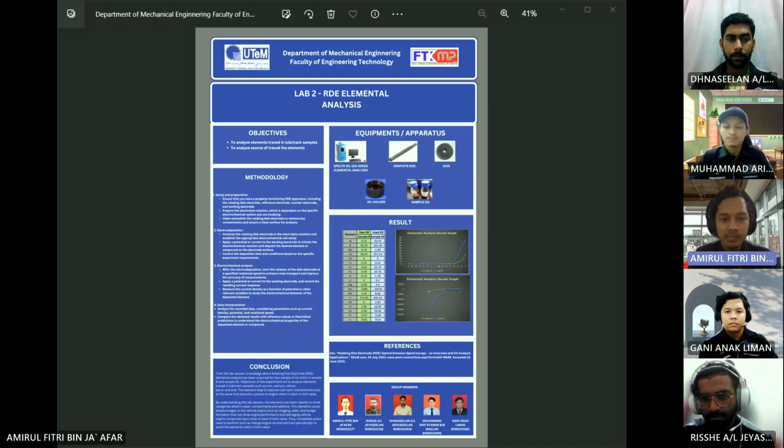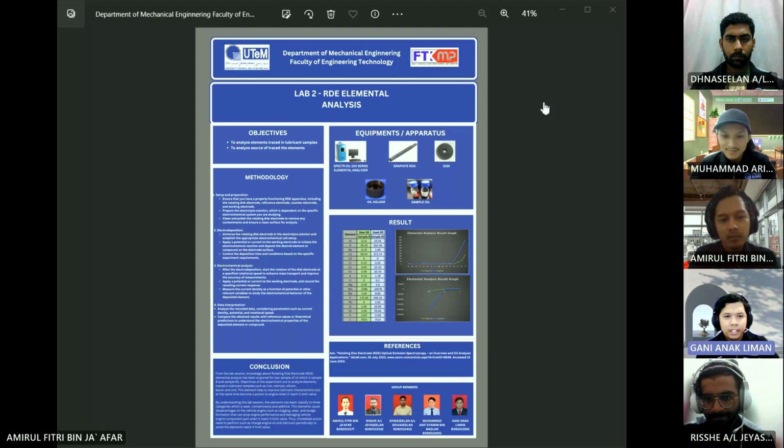Next, disc. The disc serves as a working electrode. The disc provides a defined surface area for the electrochemical reaction to occur. Next is the oil holder. It is to hold the oil sample to put it inside the analyzer. And lastly, the sample oil. For this lab, we use sample oil B and sample oil B1.